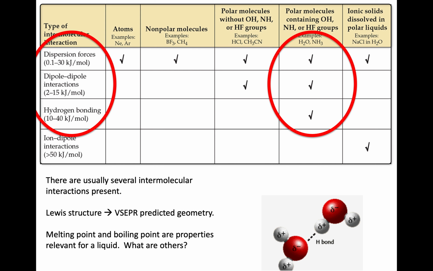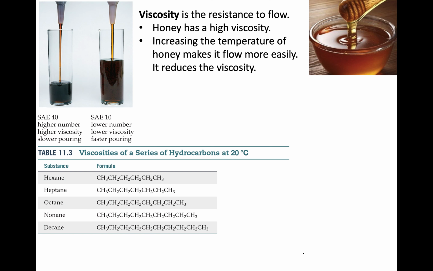Melting point and boiling point are properties that are relevant for a liquid. They describe the temperature at which we will form the liquid and the temperature at which the liquid would become a gas. What are other properties relevant for a liquid? Viscosity is one property. Viscosity is the resistance to flow. Something with a high viscosity, like honey, does not flow very readily. Increasing the temperature of honey would change the viscosity. It reduces the viscosity and makes it flow more easily.